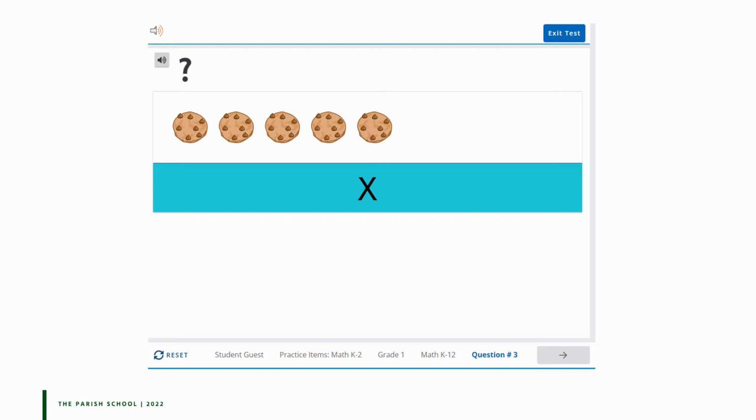Here's another example of a primary math question. As you can see, there's the human voice. What they have to do is show a subtraction problem, 5 minus 2, and they have to put the X on 2 cookies. So they have to model what 5 minus 2 is. Kind of tricky.